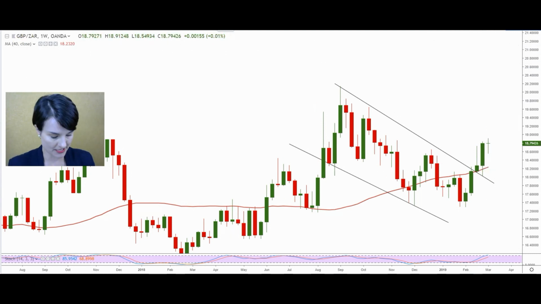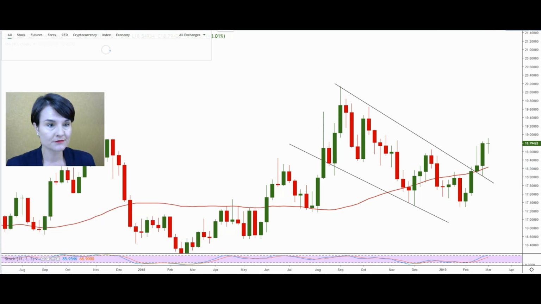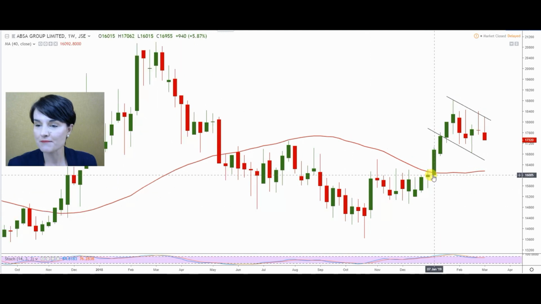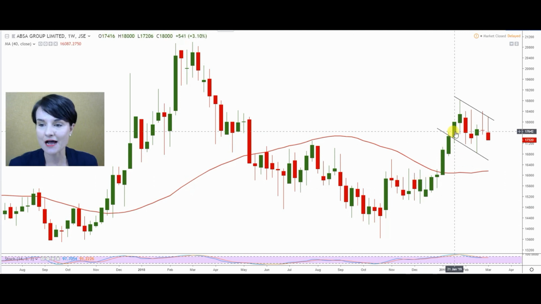Wilhelmine wanted us to look at ABSA, and ABSA, let me just find it. There you go. ABSA has been caught in this small descending channel, but we know that the overall trend of ABSA at the moment is upwards.